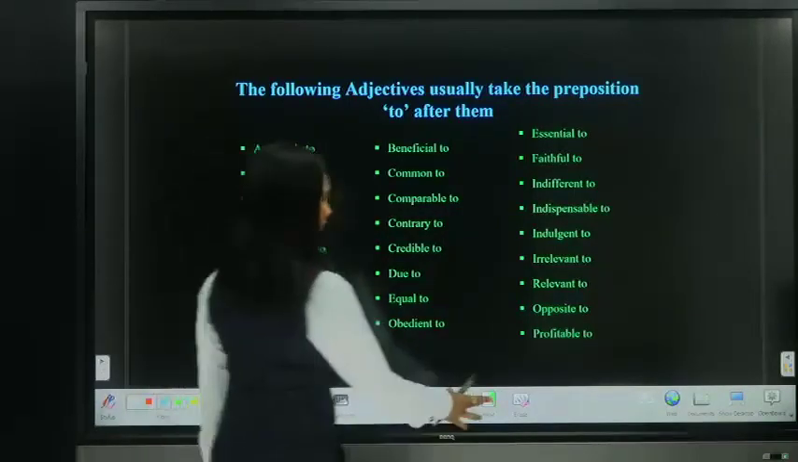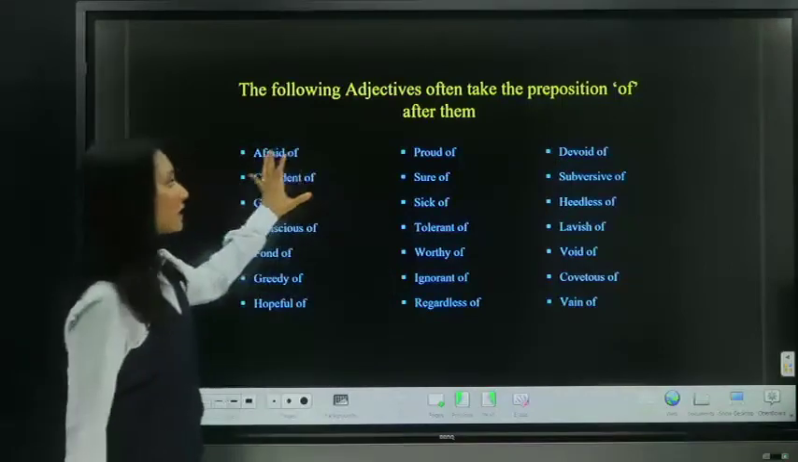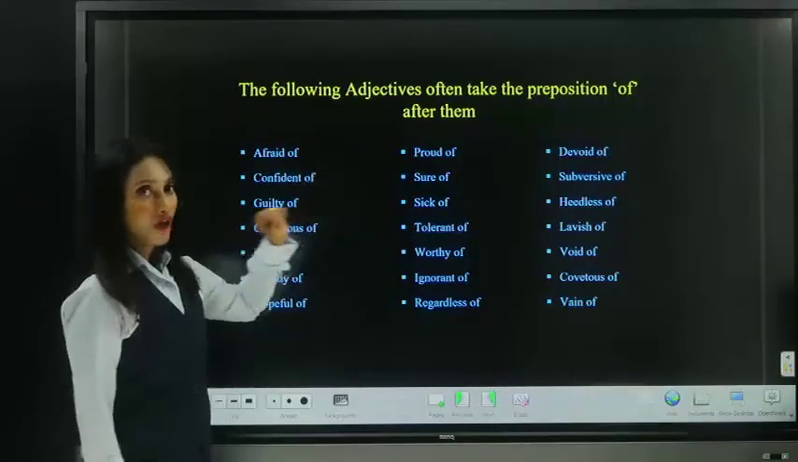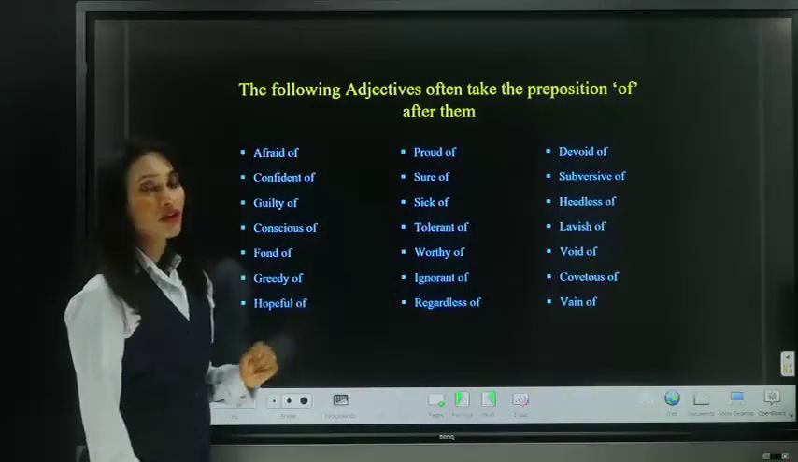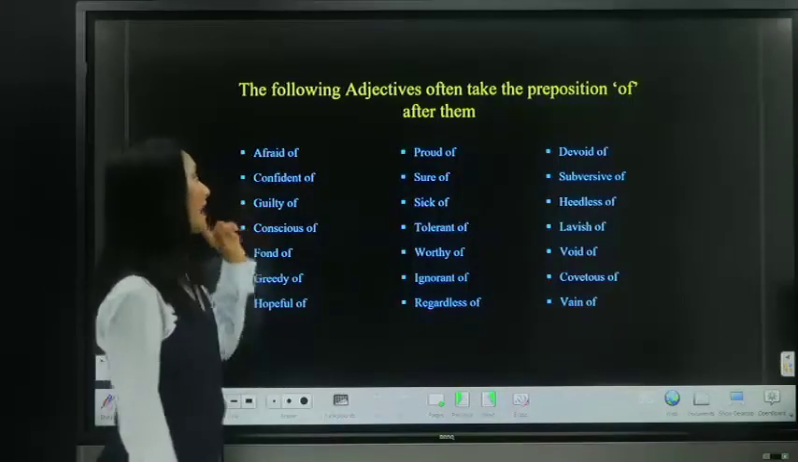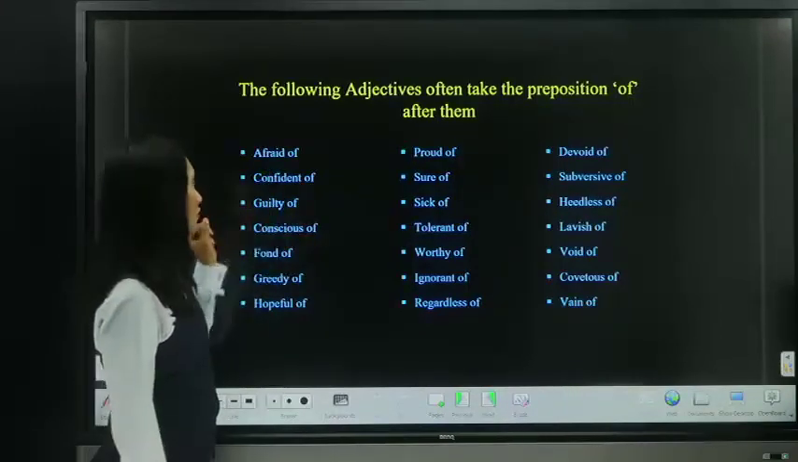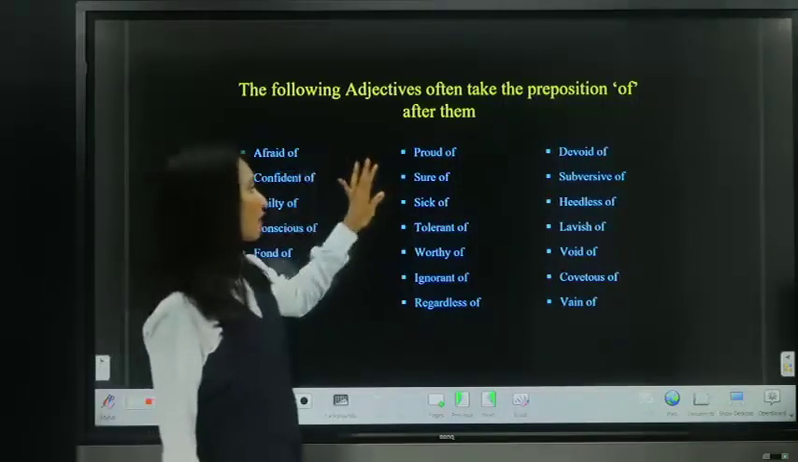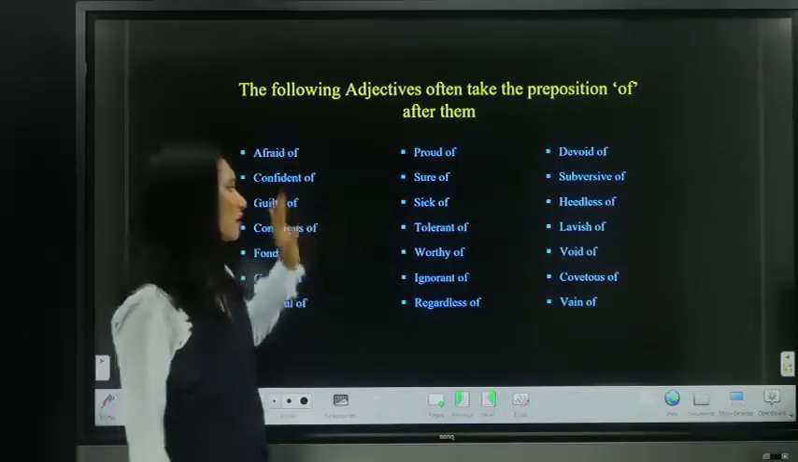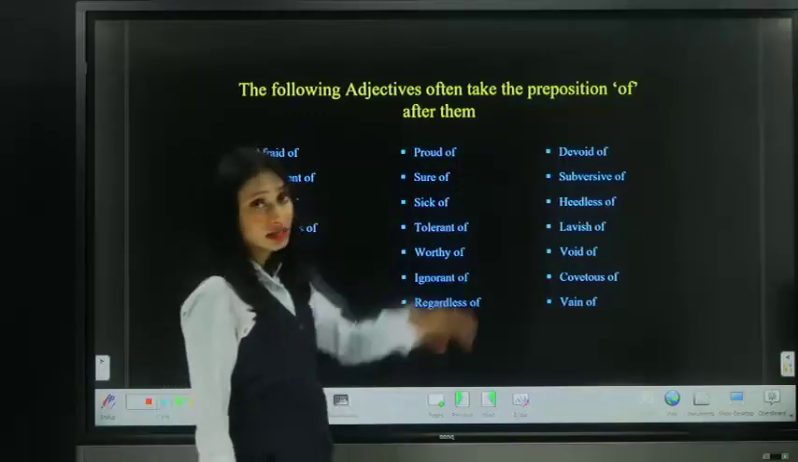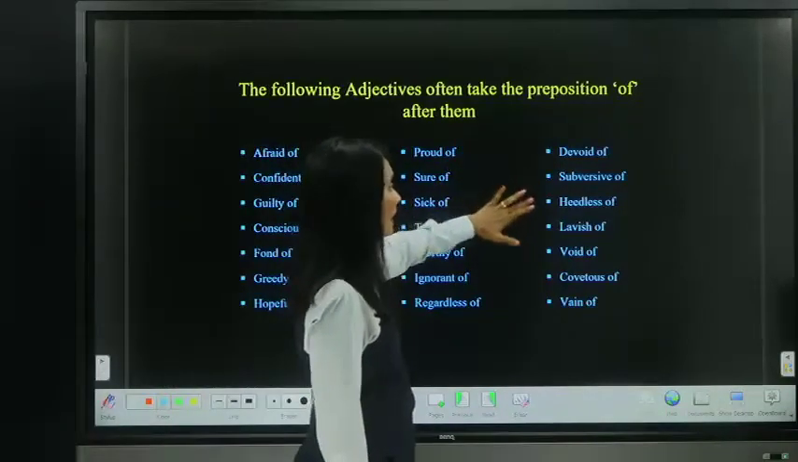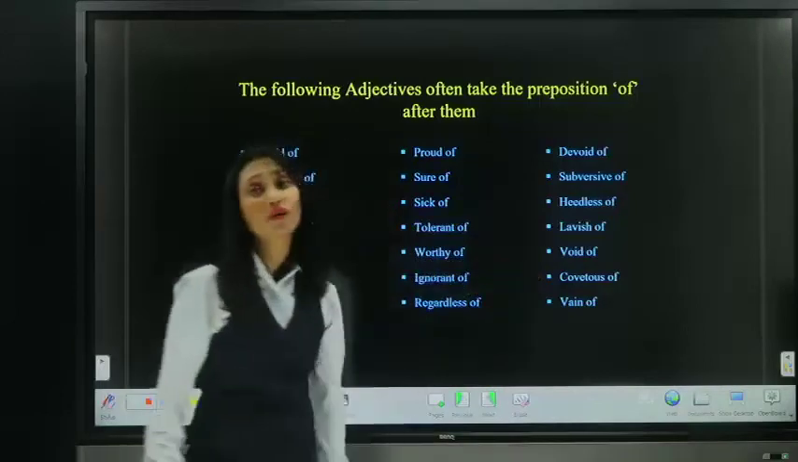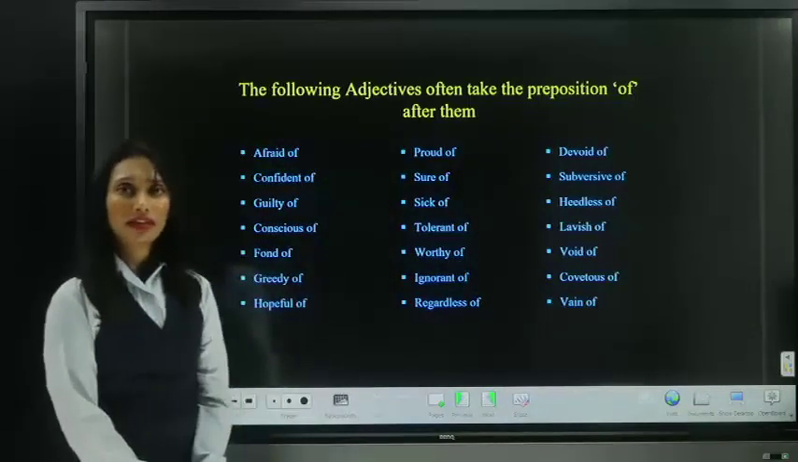Now look at the next one. Adjectives followed by preposition of. So this list of adjectives is followed by preposition of. They are afraid of, confident of, guilty of, conscious of, fond of, greedy of, hopeful of, proud of, sure of, sick of, tolerant of, worthy of, ignorant of, regardless of, devoid of, subversive of, heedless of, lavish of, void of, covetous of, and vain of.